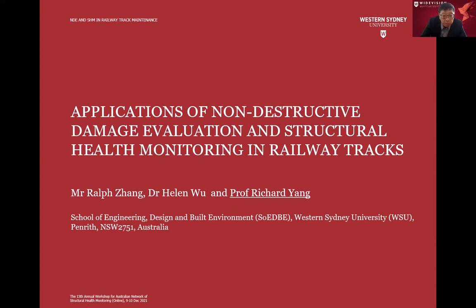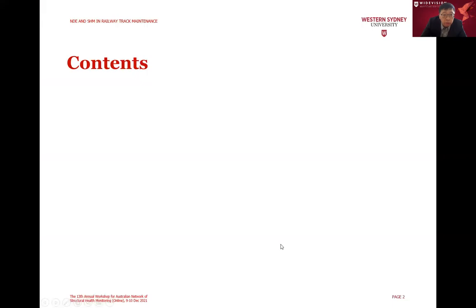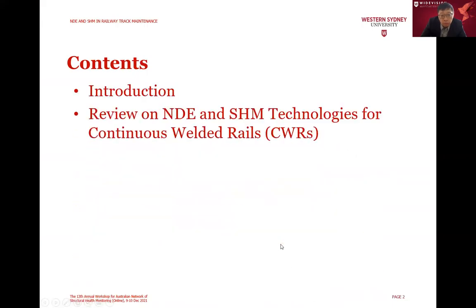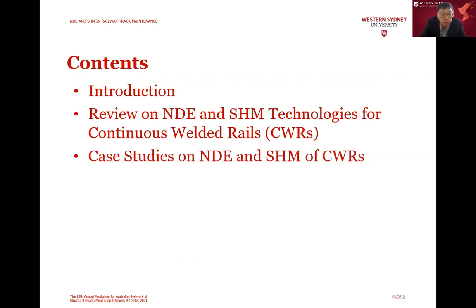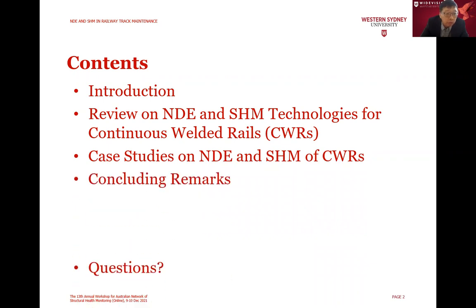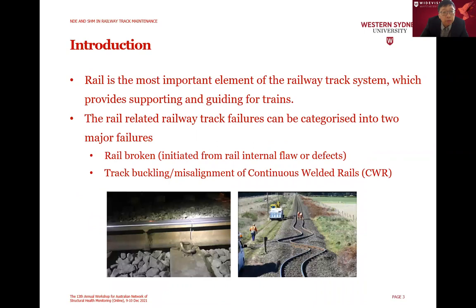Today we give these contents, including the introduction and backgrounds, and then we review the major technologies for NDE and SHM of continuous welded rails, CWRs. Then we give a showcase on the application of these three technologies for CWR in Australia. After that, we give the conclusion and, of course, open for questions.